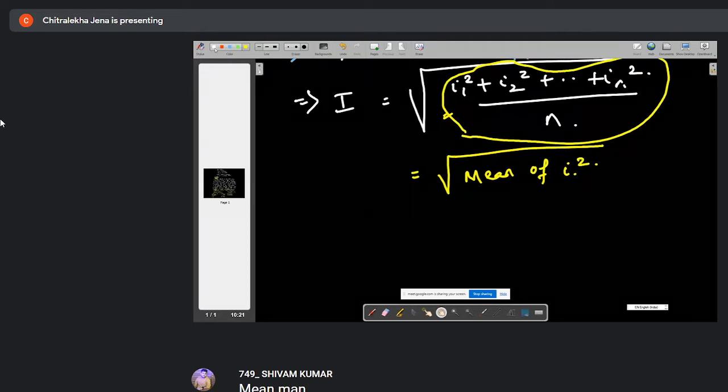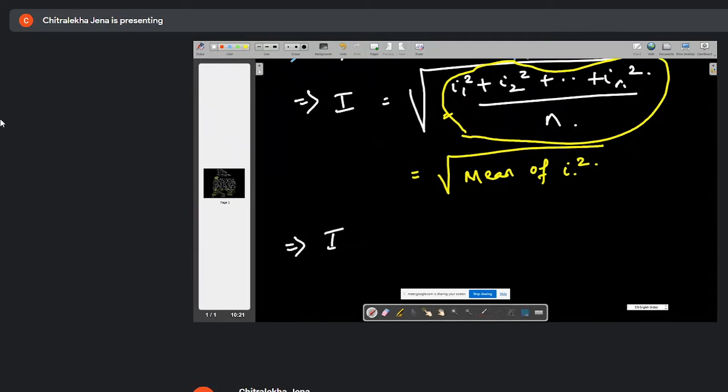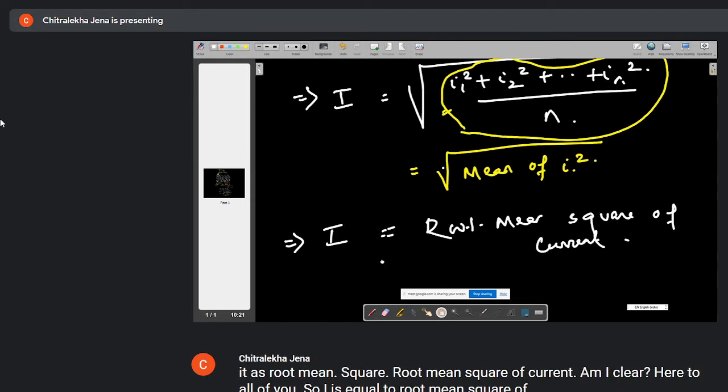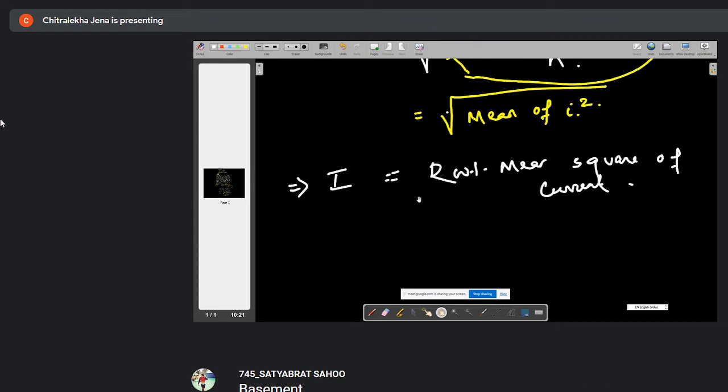So now what will be your I? I is the root over the mean of I square, so we call it root mean square. Root mean square of current. Am I clear? Clear to all of you? So I is equal to the root mean square of current. Understood all of you? Is there any doubt? Tell me.